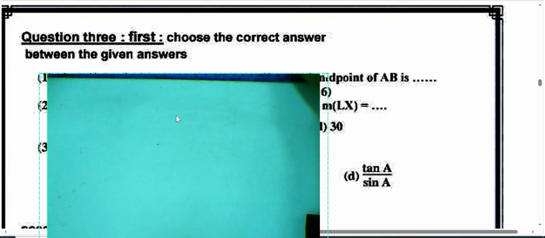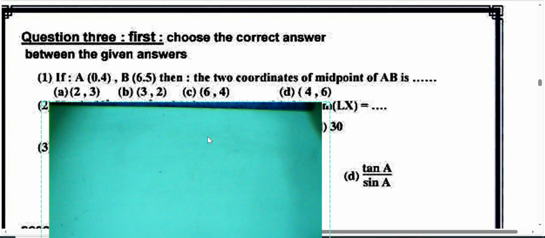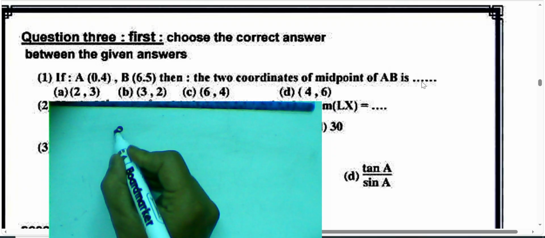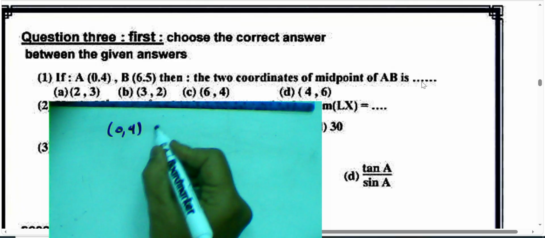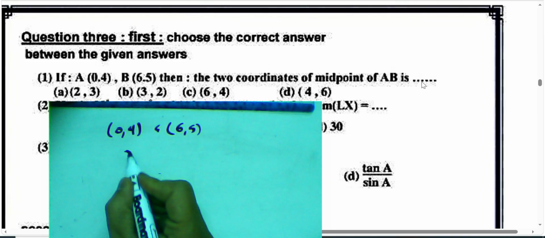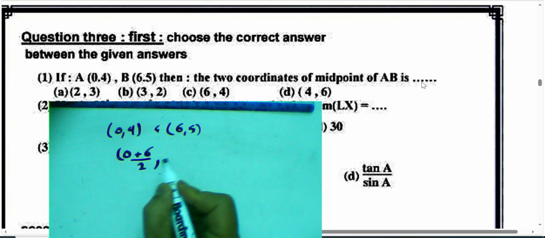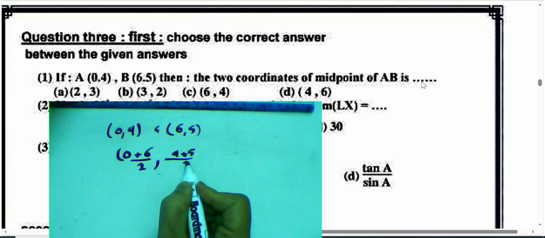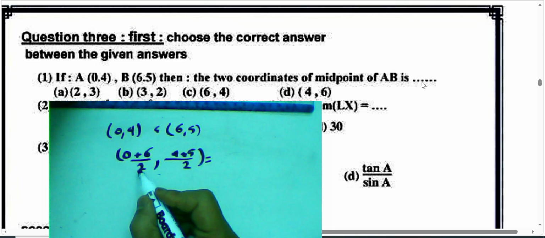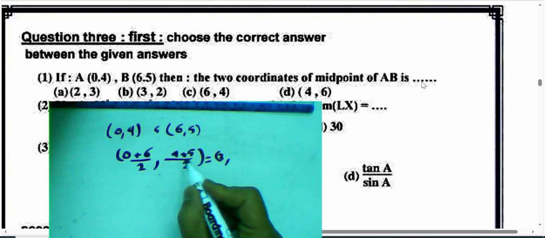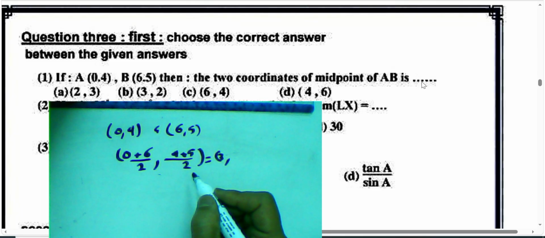Next question. Question number 3. Choose the correct answer. If A is (0, 4) and B is (6, 5), the coordinates of the midpoint of AB equal? We can find the coordinates between 2 points: 0 plus 6 divided by 2, and 4 plus 5 divided by 2. 6 plus 0 is 6, divided by 2 equals 3, and 9 divided by 2 is 4.5.